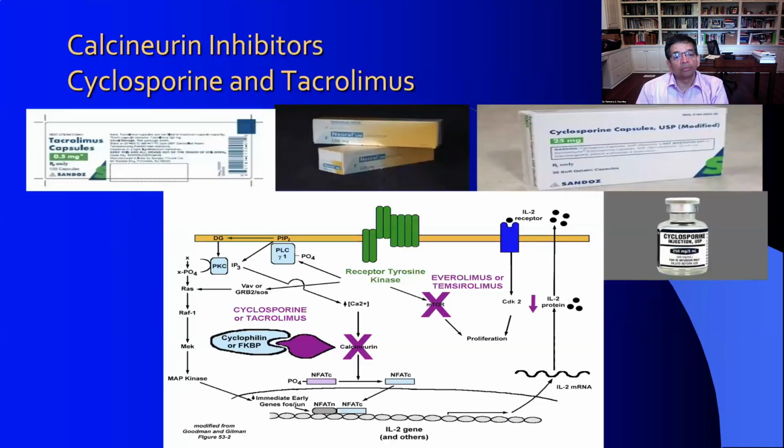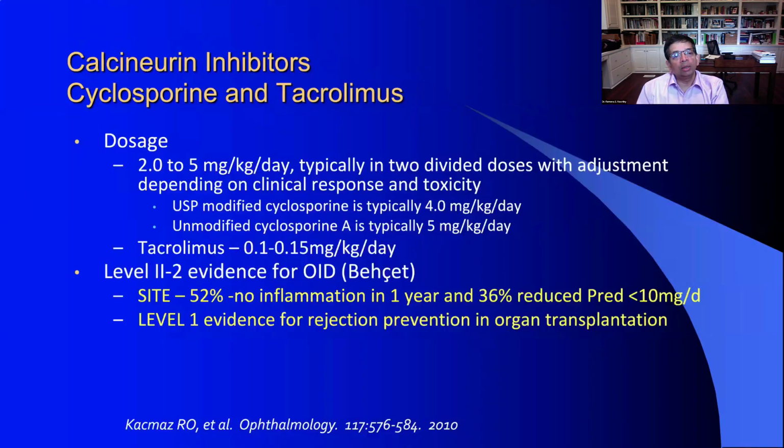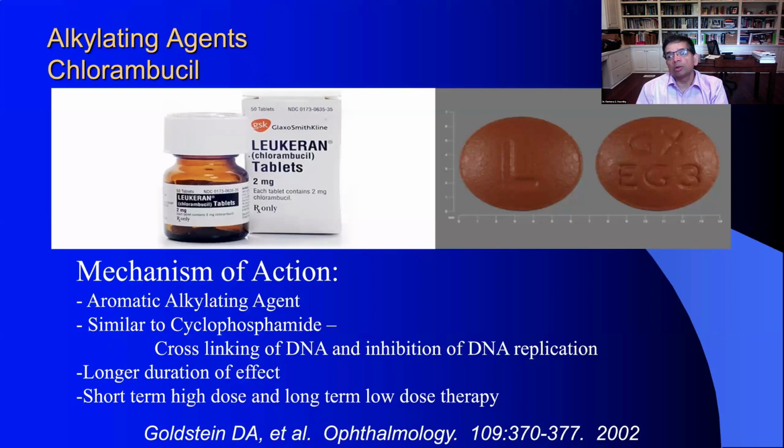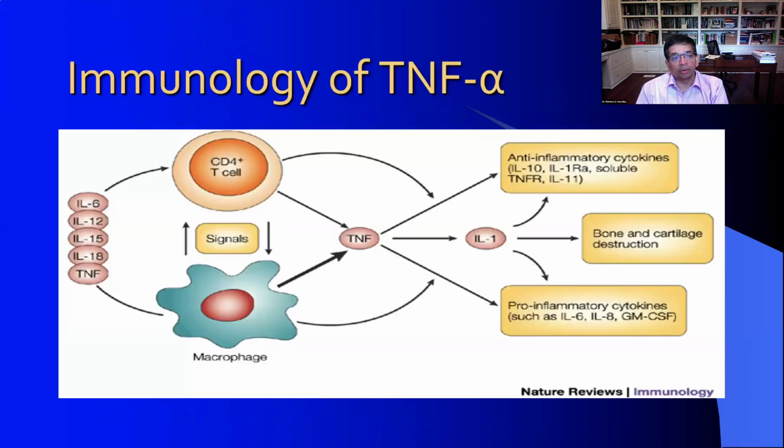There are other agents that we use less frequently, like calcineurin inhibitors, like cyclosporin and tacrolimus. And of course, these heavy-duty agents like alkylating agents like chlorambucil and cyclophosphamide are used for really bad types of uveitis, like necrotizing scleritis, for example, or serpiginous choroiditis, for example.